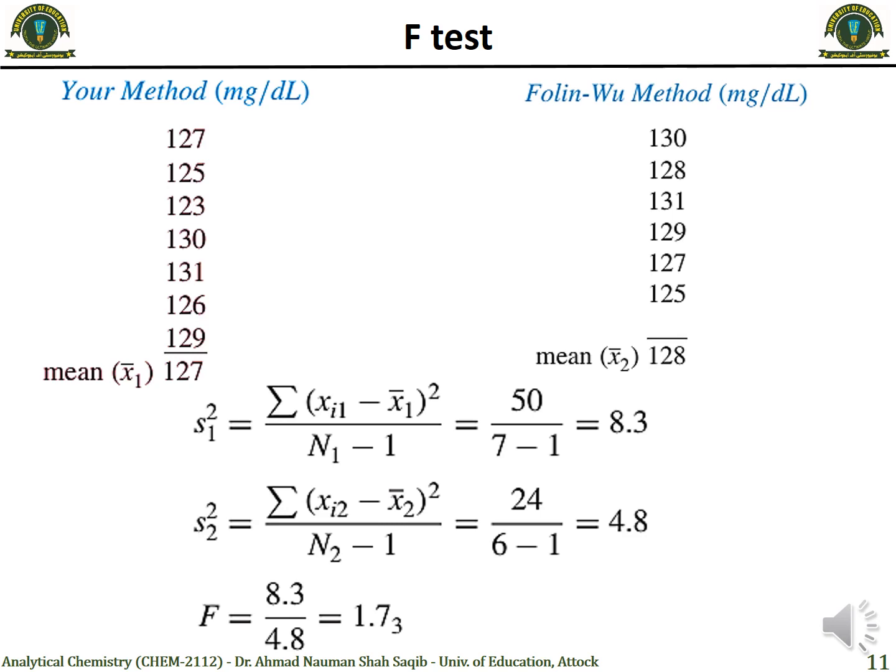Then we carry out the F test. In the F test, you know that we put the higher value in the numerator and the smaller in the denominator. Since 8.3 is higher and 4.8 is smaller, when we perform the F test, we get the value of 1.73. This is the difference between the variance of our method and the standard Falling-Boom method. So F gives us the difference between the variance of these two methods. Now, to know whether these methods are significantly different or not, we will compare our value with the tabulated value.